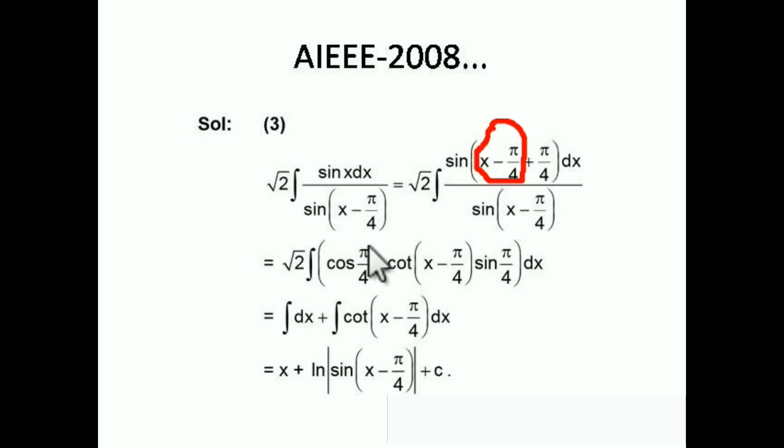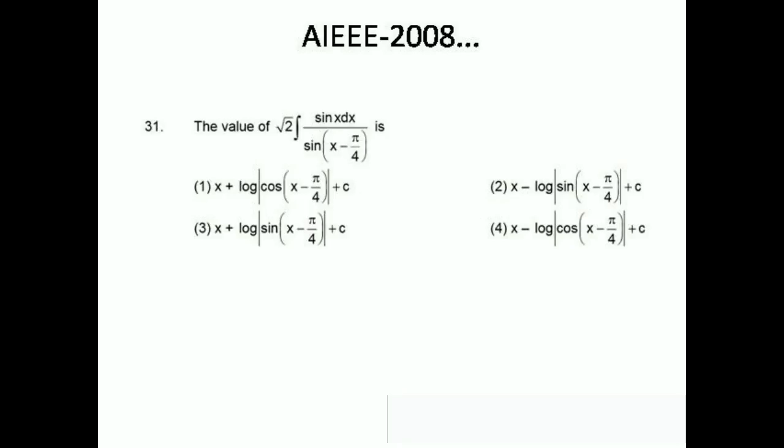Okay, now cos pi by 4 means 1 by root 2, root 2 gets multiplied with it and we have 1, so integration of 1 dx. Here also sin of pi by 4 is 1 by root 2, root 2 multiplies with it and it gets cancelled, so we are left with integration of cot of x minus pi by 4 into dx. Okay, so integration of dx is x plus integration of cot, that is log of sine plus c. Plus c must be required because that's indefinite integration. Okay, understood? And this is also a very easy question from AIEEE 2008.